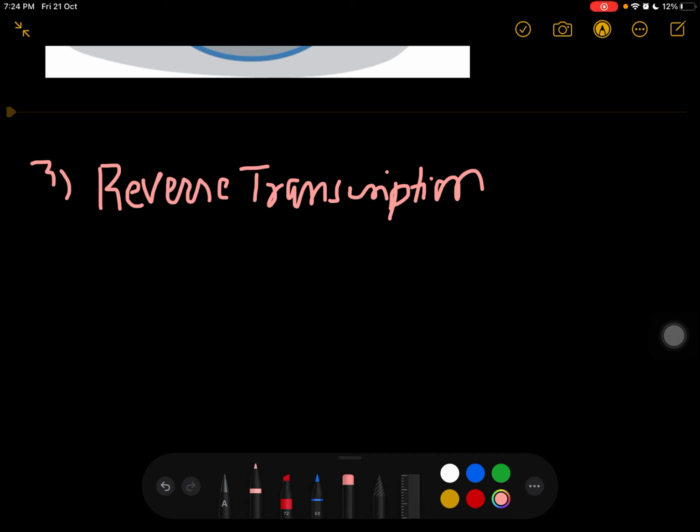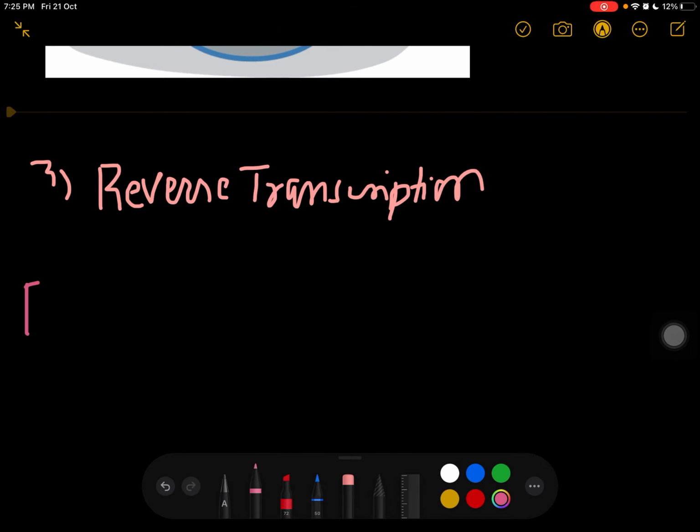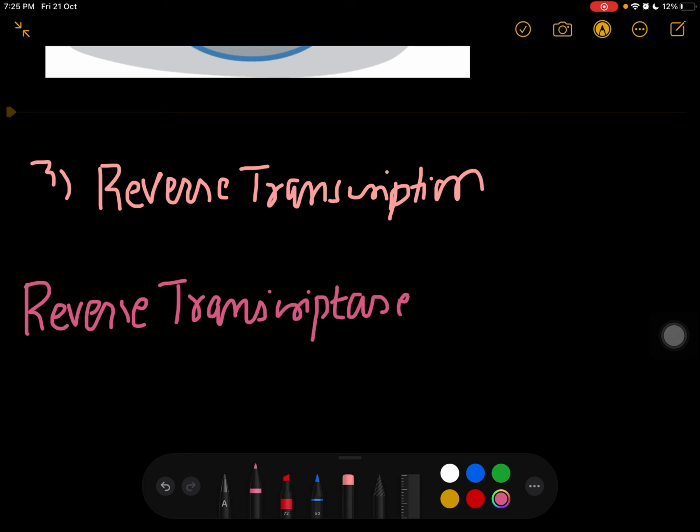The HIV virus has 3 enzymes. These enzymes will also enter the host cell along with the genome, the double-stranded RNA. The 3 enzymes are protease, integrase, and reverse transcriptase. Here reverse transcriptase will work. Reverse transcriptase is an enzyme that will do reverse transcription.